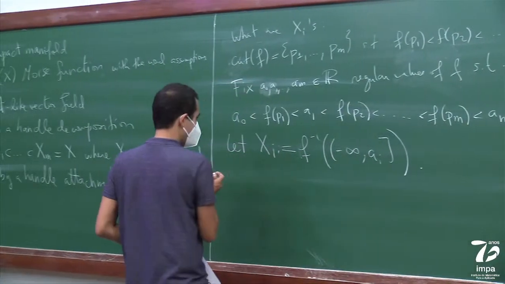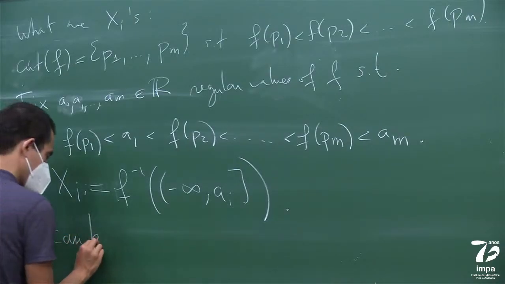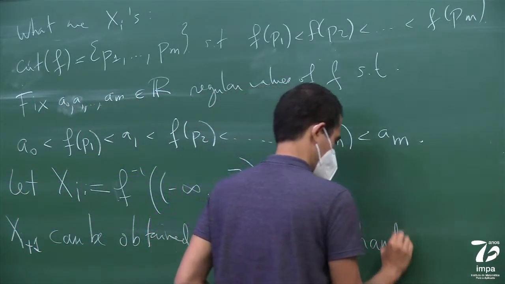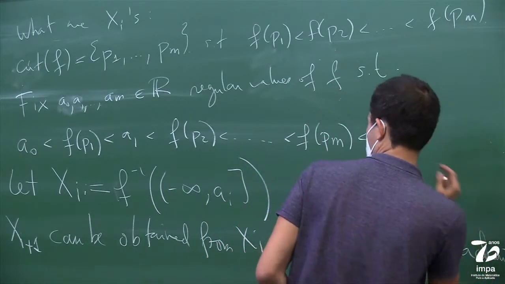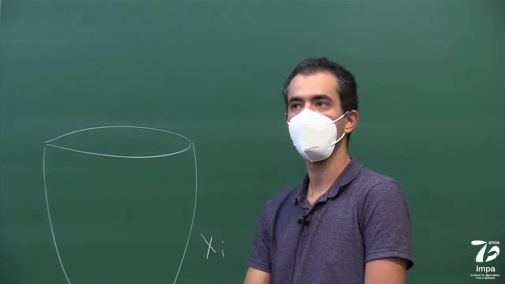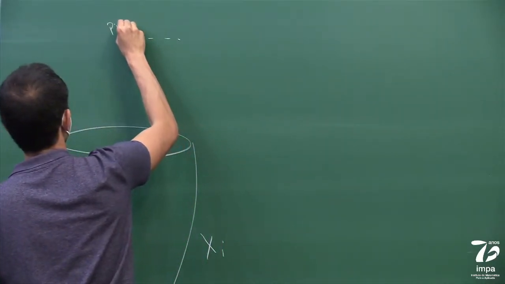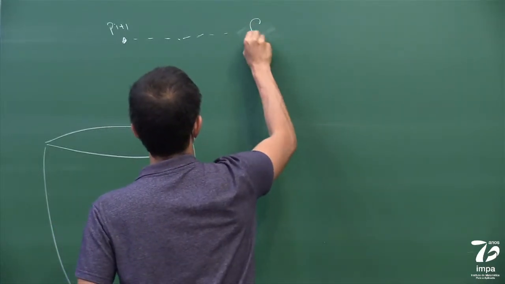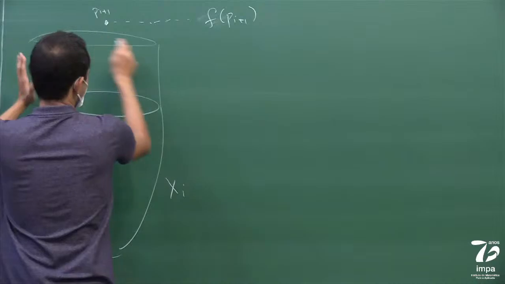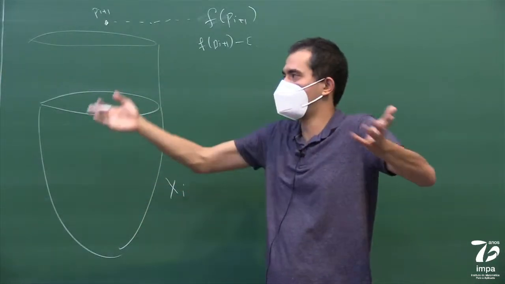The point is, what we showed last time is that X_{i+1} can be obtained from X_i via a handle attachment. And what is this handle attachment? If you have your X_i here, it is a manifold with boundary, and then you have your point here, which is p_{i+1}. This corresponds to the level f of p_{i+1}. I didn't give it a name. But anyway, last time we first go all the way to f of p_{i+1} minus epsilon. How do we get this diffeomorphism? We just use the flow of the gradient-like vector field.